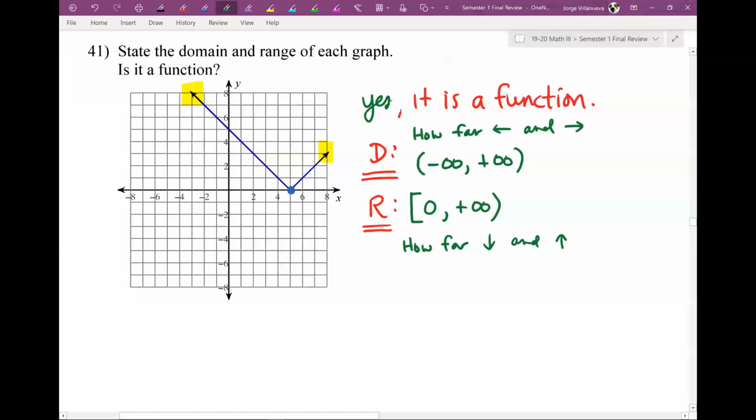Yes. But domain and range, it's kind of a weird thing. But domain, just think of how far to the left is it going? How far to the right is it going? Okay, if it has arrowheads, usually it's going to have a domain that's infinite, like negative infinity to positive infinity. But the range can vary depending on how high and how low it goes. So that's 41.